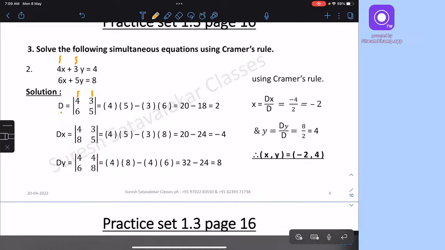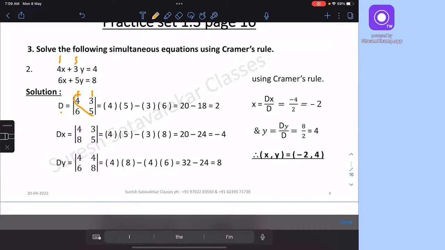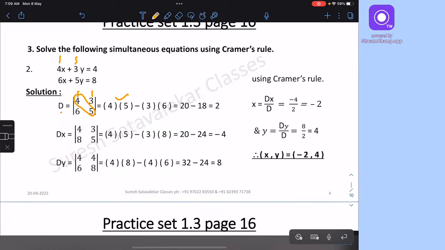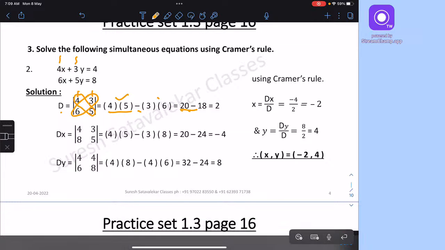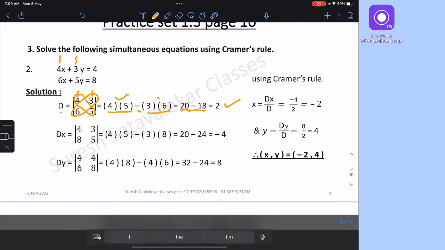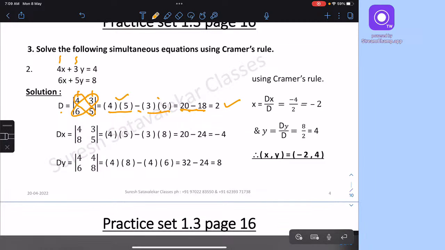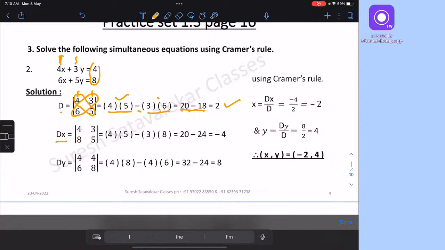Now to simplify this, we multiply 4 and 5 here, minus multiply 3 and 6, that is here. 4 5s are 20, subtract means minus, and 3 6s are 18. 20 minus 18, that is equal to 2. To get Dx, this is retained, 4 and 6 is replaced by the right hand side, 4 8.